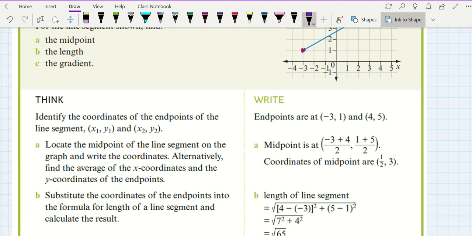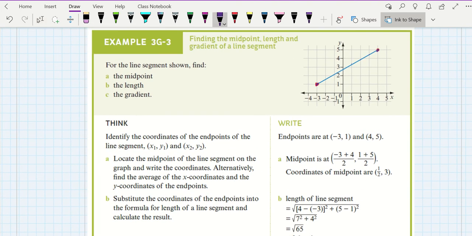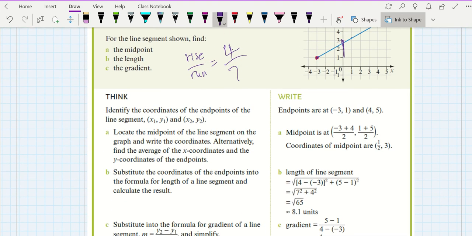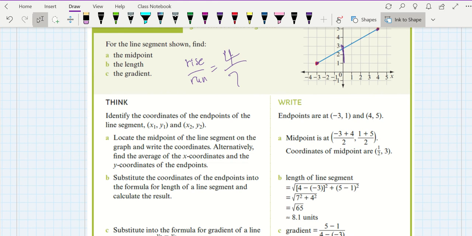So remember, rise over run. Now we're crossing over the axes here, so we're going to be adding them together for the going across, which is the run. So rise over run. We've gone from 1 up to 5. So 5 take 1 is 4. And then we've gone from -3 up to +4, so that's 4 over 7 for our gradient, which is 4/7. And it's easy enough just to keep it as a fraction because the decimal would be a recurring one.